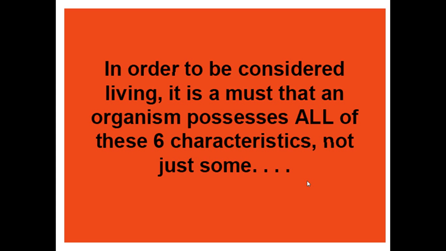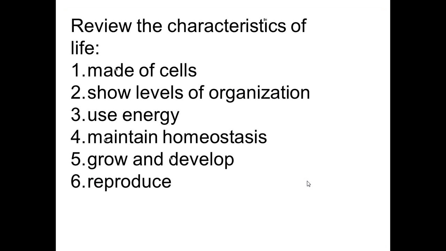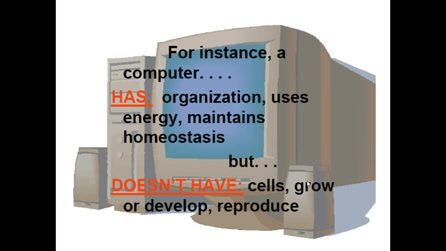In order to be considered living, the organism must possess all six characteristics, not just some of them. So let's review all of those. Number one, the most basic, the organism is made of cells, either one or many. Two, it shows levels of organization. Three, it uses energy. Four, it can maintain homeostasis. Five, it can grow and develop. And six, it can reproduce.